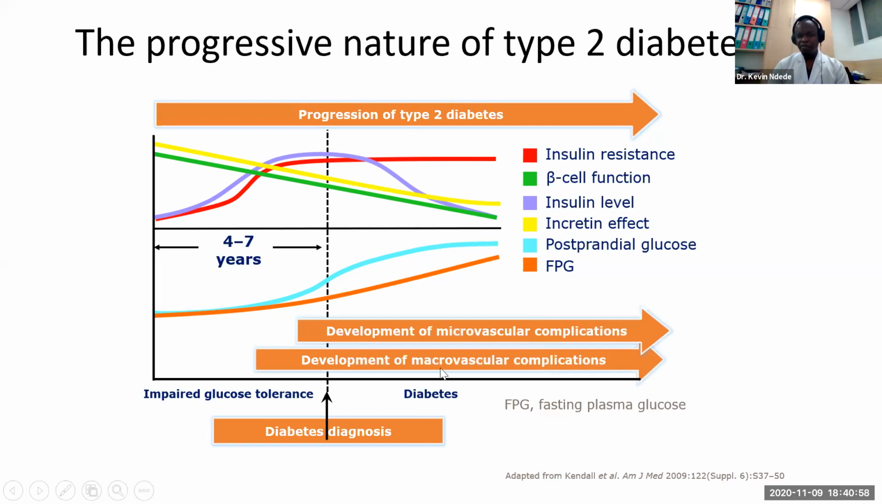So this is what I have alluded to in the previous statement, that as soon as we get a diagnosis of diabetes, just like in type 1, complications can happen, and they are both microvascular and macrovascular. These generally tend to correlate with the duration of diabetes and the nature of the glycemic control.